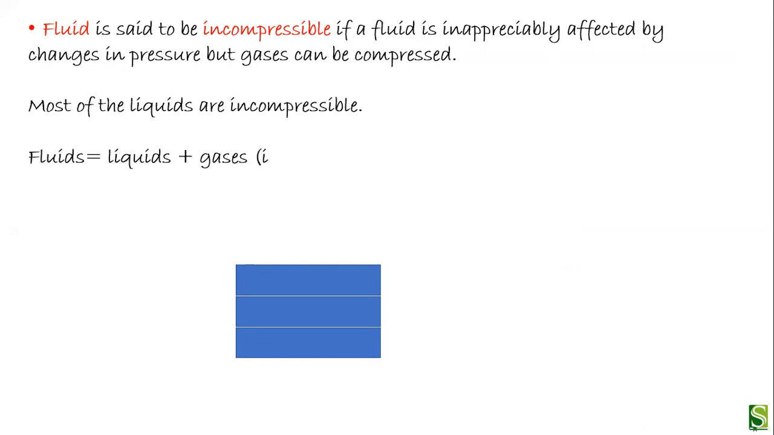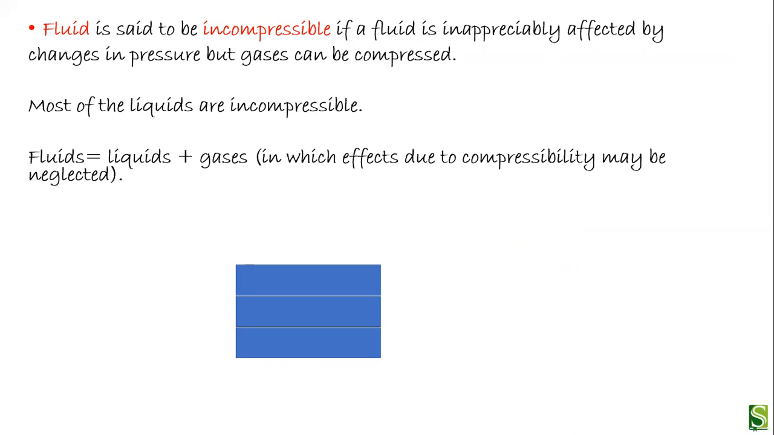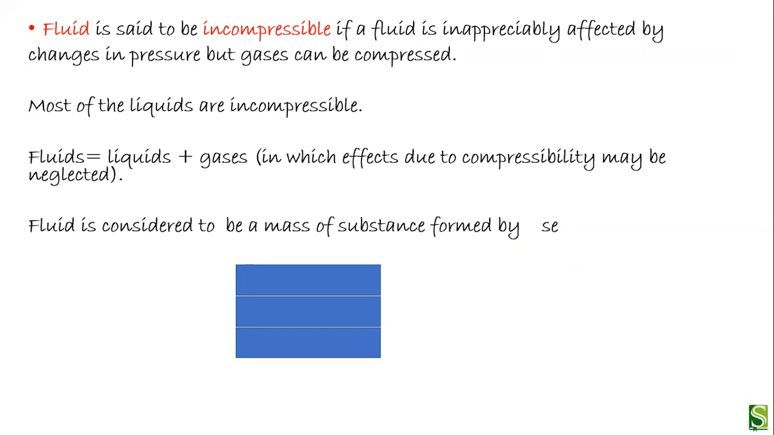So what we say now is that fluids include liquids plus gases, in which the effect due to compressibility may be neglected. A fluid is considered to be a mass of substance which is formed by a series of layers. For example, this is a fluid. It is a mass which consists of a series of layers. This is one layer, this is one layer, this is one layer.